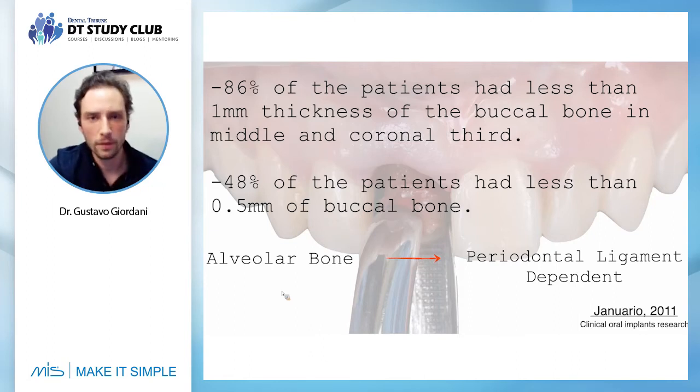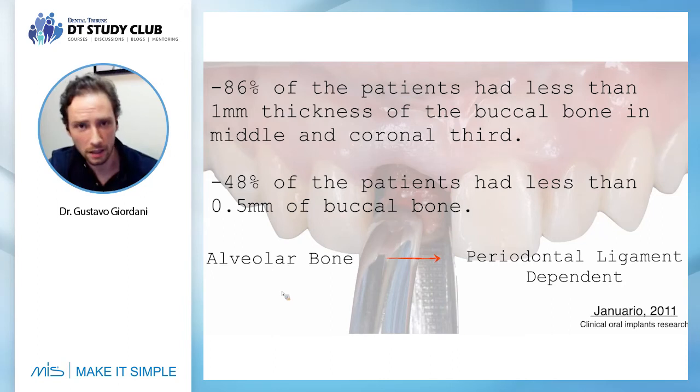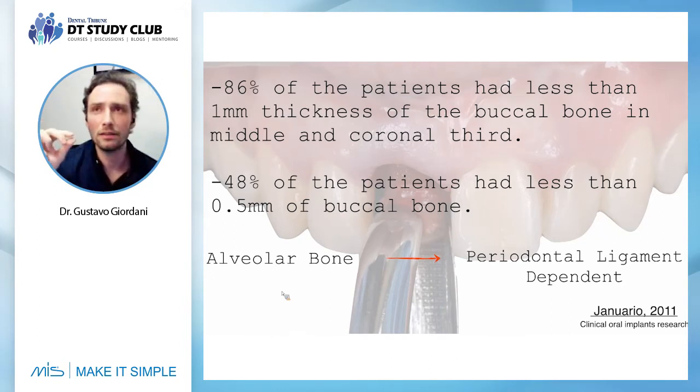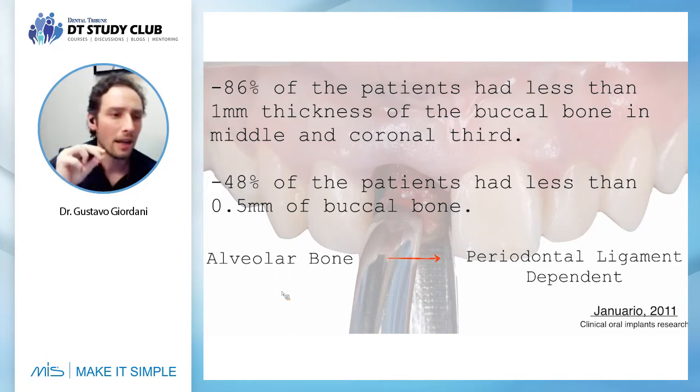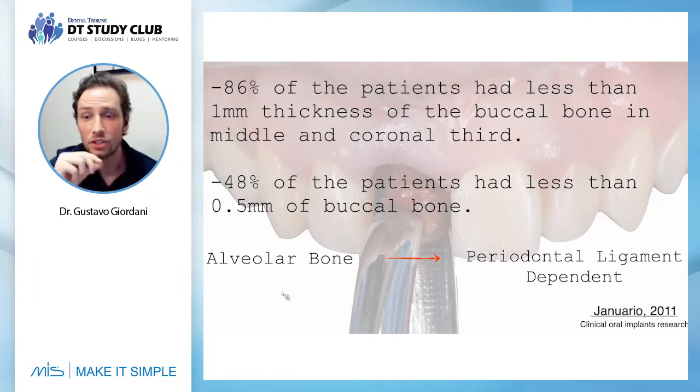And he saw as a conclusion that the thickness of the buccal wall in the middle and in the coronal third of the centrals of the patients that he studied was, the measurement was like 86%. 86% of the patients had only 1 millimeter of buccal wall in the middle and the coronal third, maximum 1 millimeter. And 48% of these patients had just 0.5 or less than 0.5. It's very thin. And my patient, Monica, is inside this group. So let's keep this data.